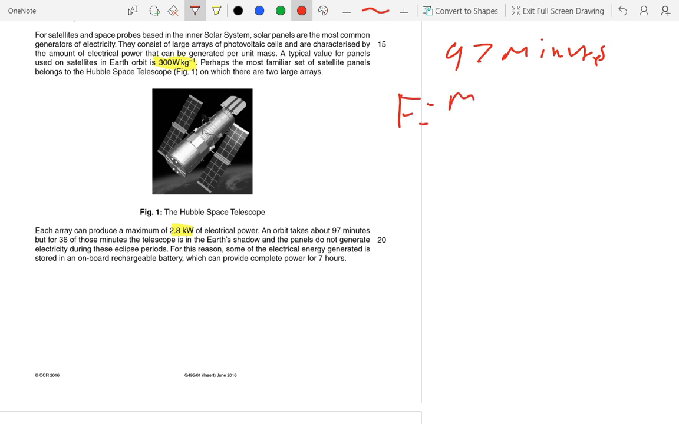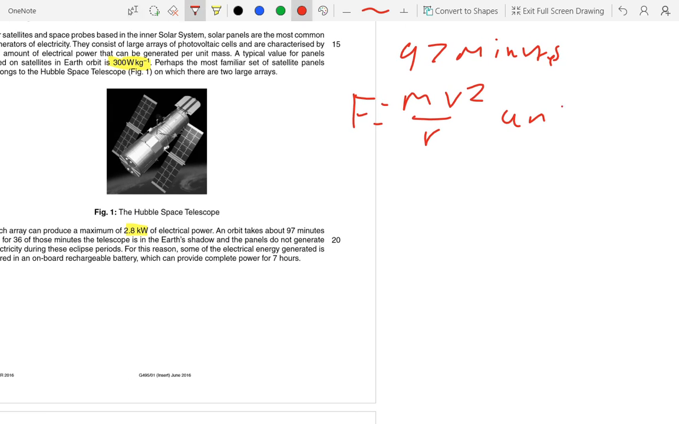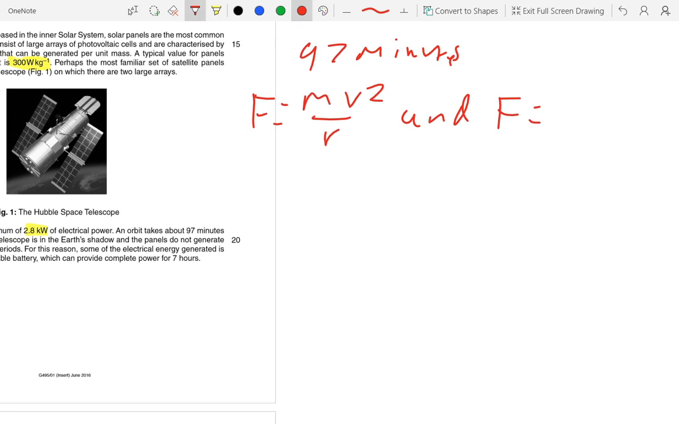F equals mv squared over r, and F equals big M little m times G over r squared. Using these two equations, find the time period of the orbit. No, not the time period, find the radius of the orbit using these two equations.